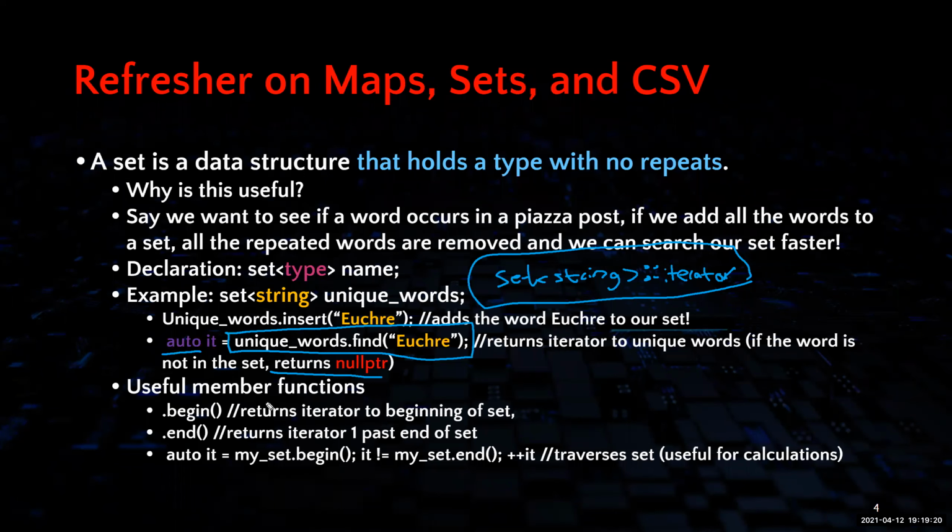The way find is defined for sets is that it returns an iterator. It'll return an iterator to that value in the set, and if it doesn't exist, it'll return a null pointer. So if I said auto it equals unique words dot find, and I did, like, P4, it would return the null pointer.